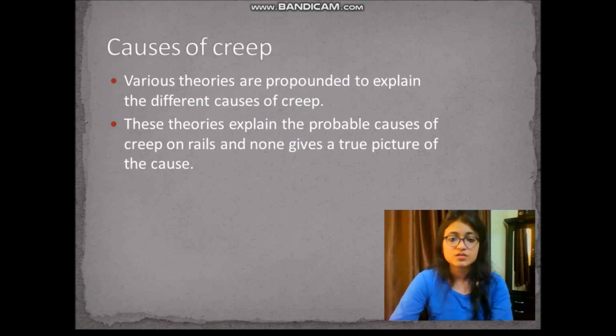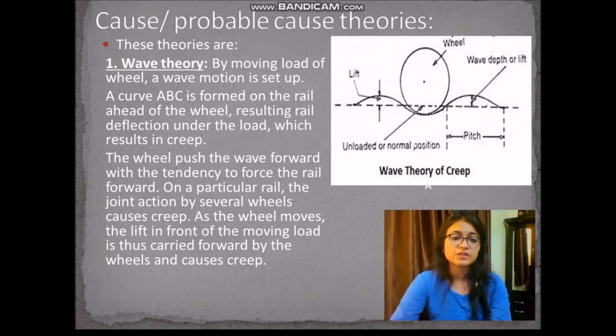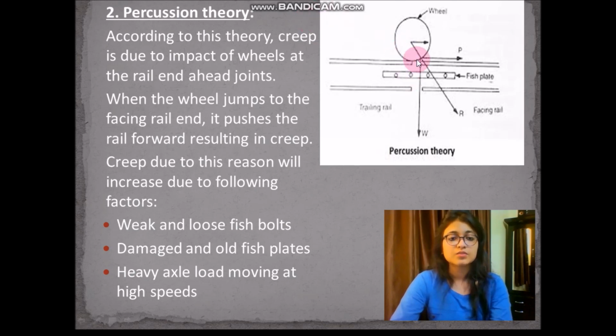Causes of the creep: there are a number of causes. One is the wave theory, which tells us that a wave-like motion is created due to the movement of a wheel carrying a heavy load, and because of this a lift is produced, and the number of wheels tend to push this lift forward, and that causes creep. Wave theory. Second is percussion theory: gaps are provided between rails, and at the gap the wheel has to take a jump, and because of that the ends undergo an impact and are pushed forward. If the joint is weak or loose, then the creep can be greater.